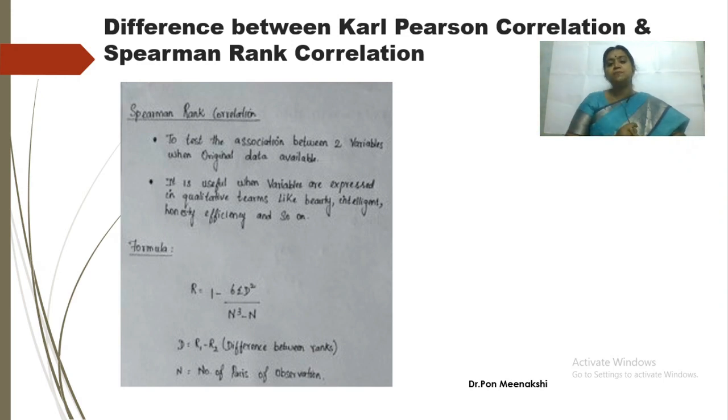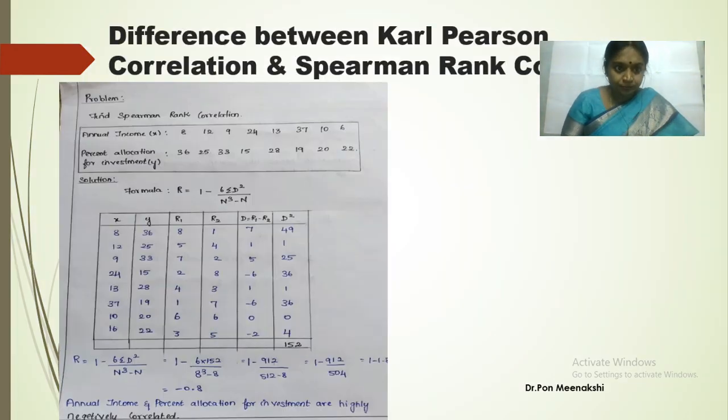The formula is very simple. Capital R is equal to 1 minus 6 sigma d squared divided by n cube minus n. Here d is the difference between ranks, R1 minus R2. Let us work out one problem so that it is clear.